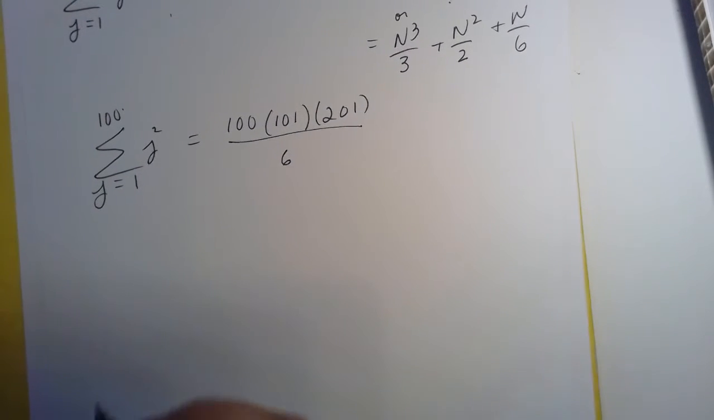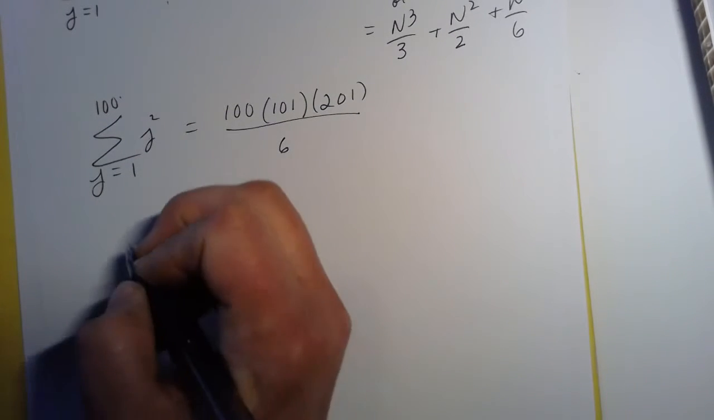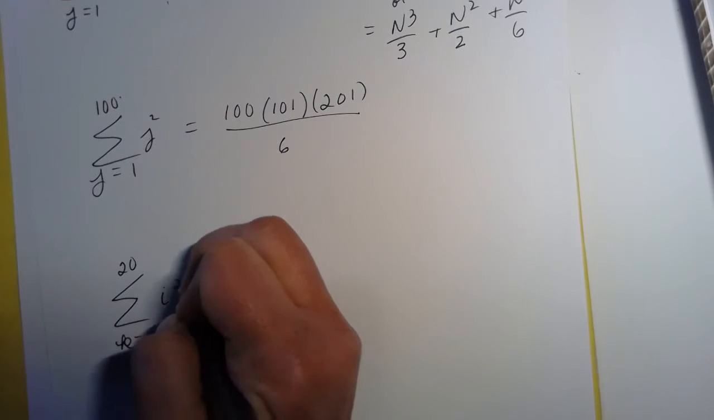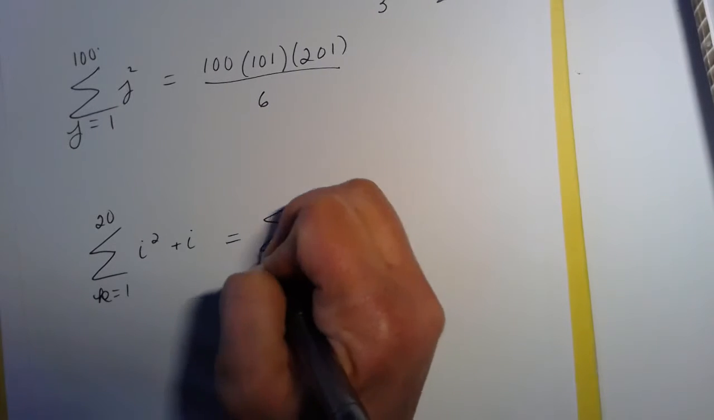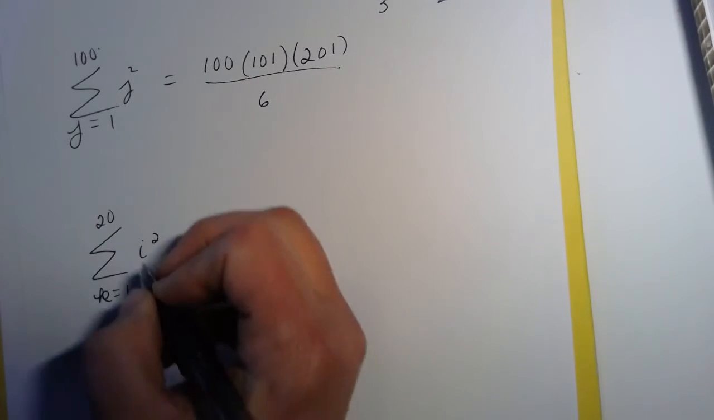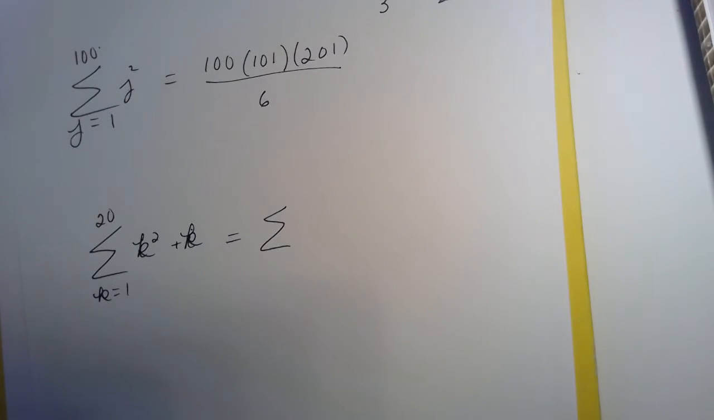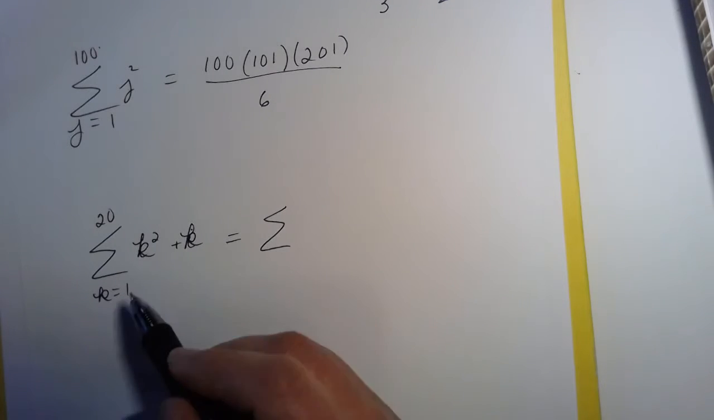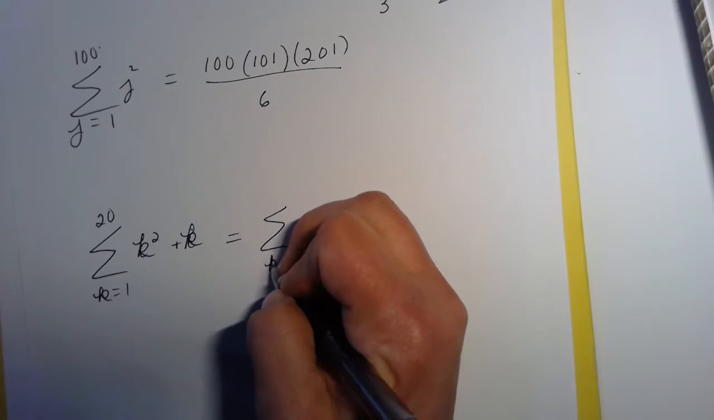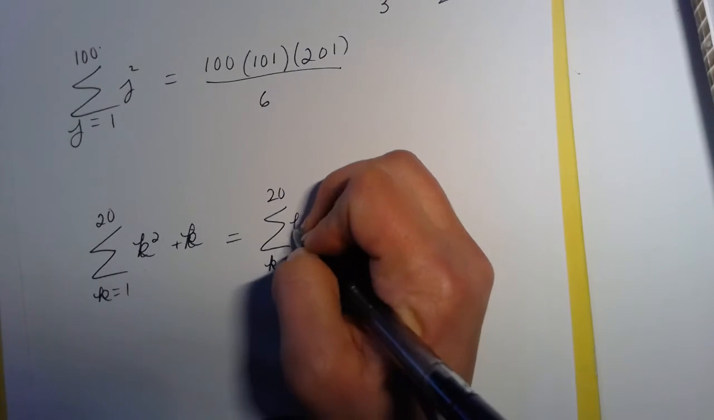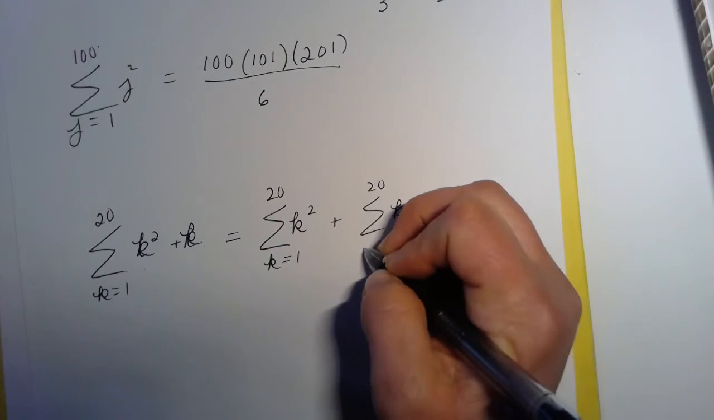All right. So what if I combine them? What if I have the sum from k is 1 to 20 of k squared plus k? Oops, I used k and i. I think I'm being nice or interesting by changing them up, but then I mix them up. So we're going to have k squared plus k, so I can break this apart into 2 separate sums: the sum of k squared plus the sum of k, from k is 1 to 20.